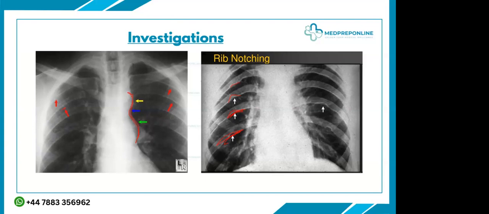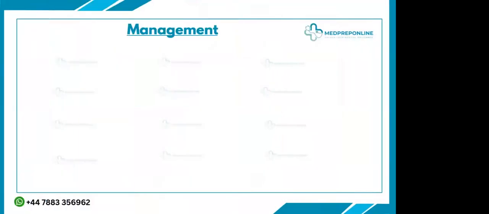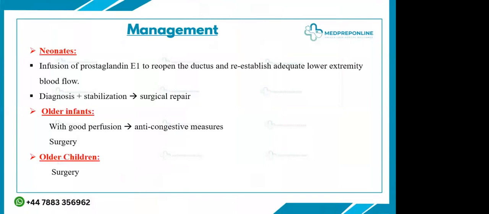Okay, done. Now, back to this: this was the rib notching. This is a feature of the coarctation of aorta. You need to remember that. They can give you this finding and ask you what is the diagnosis.